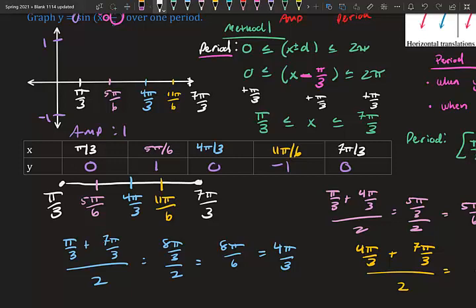So our first point is at pi over 3, 0. Then 5 pi over 6, 1. 4 pi over 3, 0. 11 pi over 6, -1. And 7 pi over 3, 0. And we have our graph. It doesn't have arrows because it says over 1 period, so we start and stop.